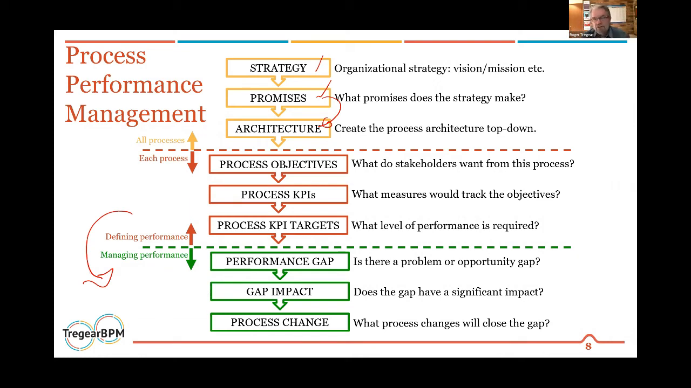Now let's go and see how well we're doing, and then what is it we've got to do to make a change. So is there a performance gap? Do we care? What's the impact of the gap? And if there is a gap we care about, what is it that we're going to do about it? So then we can see here that it's those two, the middle and the bottom piece, that I think of as active process management. It's all of the work we do.